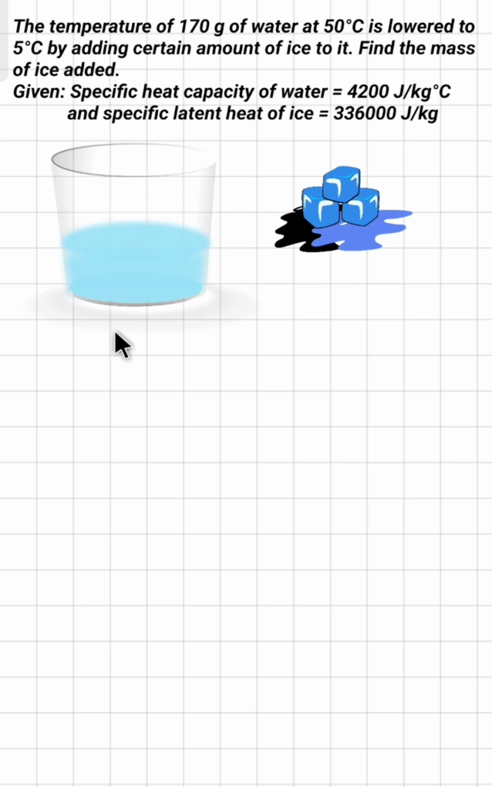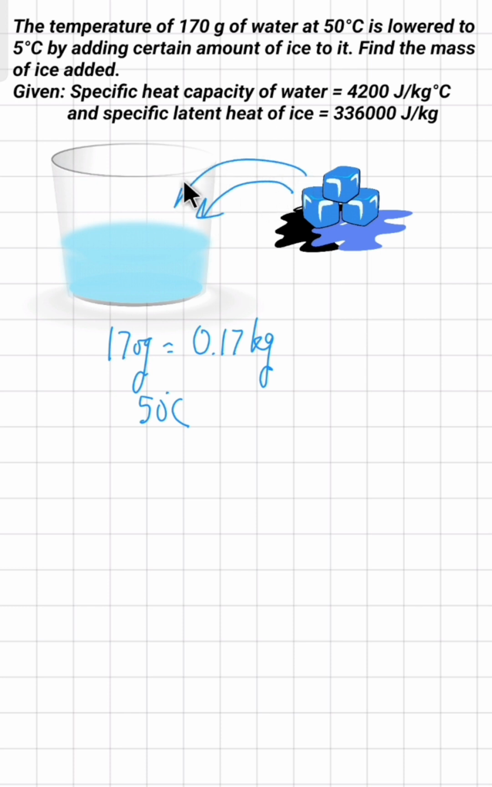So this is water whose mass is 170 gram. If you convert this mass into SI unit, I mean in kilogram, you will have to divide this by 1000. So when you divide this number by 1000, you will get 0.17. So the mass of the water is 0.17 kilogram, and the temperature of this water is 50 degrees Celsius. What we want to do is bring this temperature from 50 degrees Celsius to 5 degrees Celsius. For this, we are going to add some ice into this water.